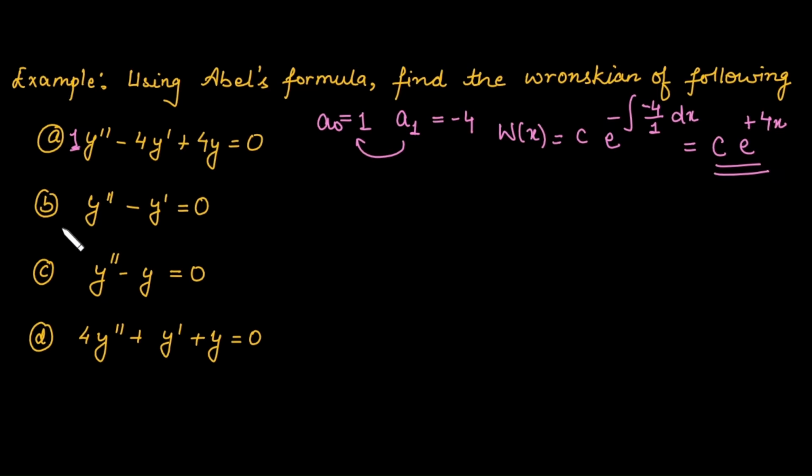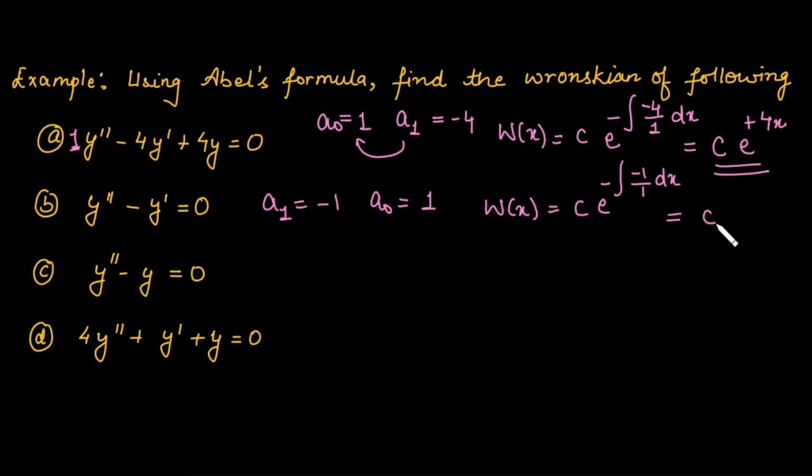Now for case number 2, y double dash minus y dash is equal to 0. What is the coefficient a1? That is the coefficient of the first order derivative, minus 1. a0, the coefficient of the second order derivative, is equal to 1. So the Wronskian in this case is equal to c, a constant, times e raised to the power minus the integration of a1 divided by a0, that is minus 1 upon 1 dx. So this is equal to c e raised to the power minus minus, which is plus, the integration of 1, which is x. So in this case, the Wronskian is a multiple of e raised to the power x.